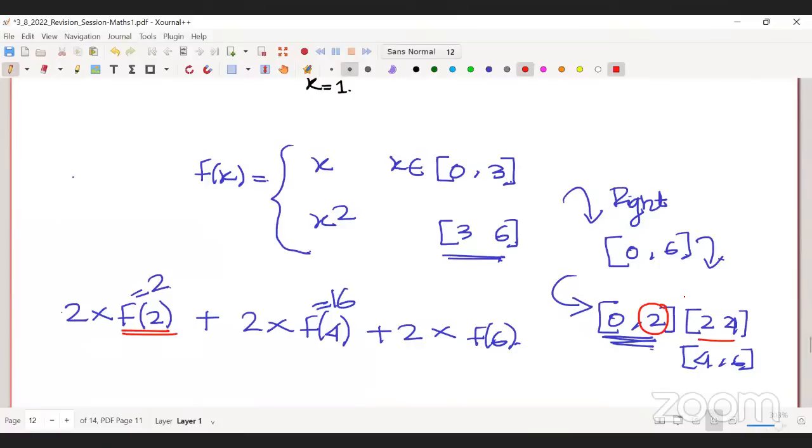Sir, can you just explain this concept once again? I have a little confusion about the trapezoidal rule.